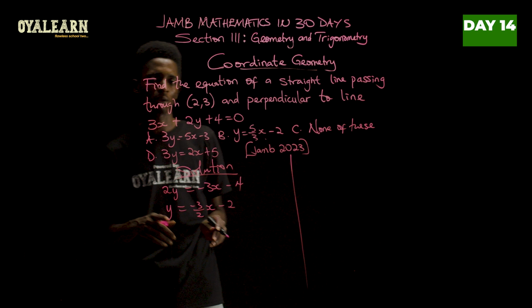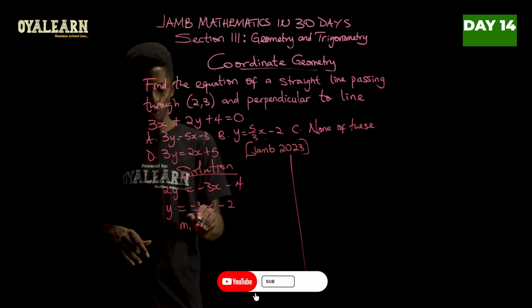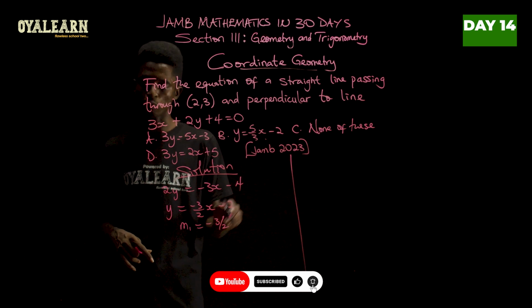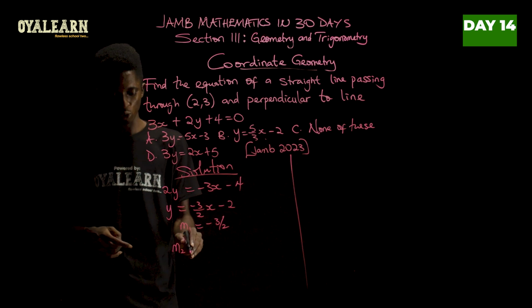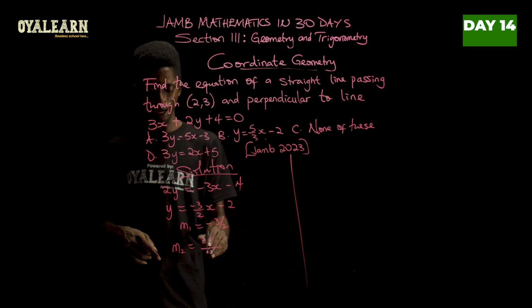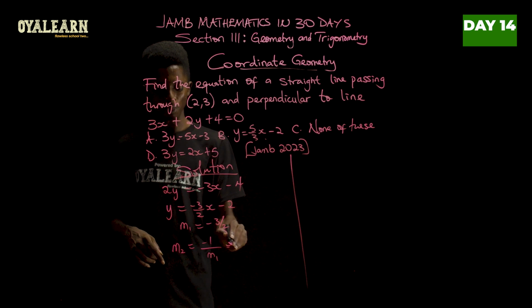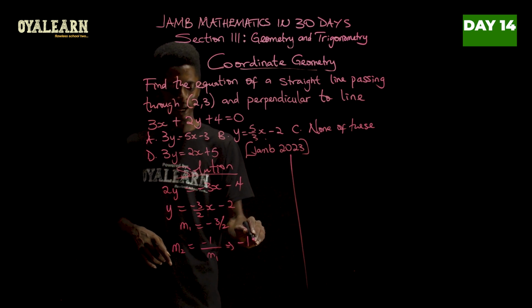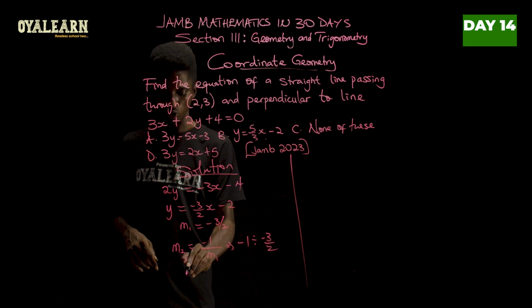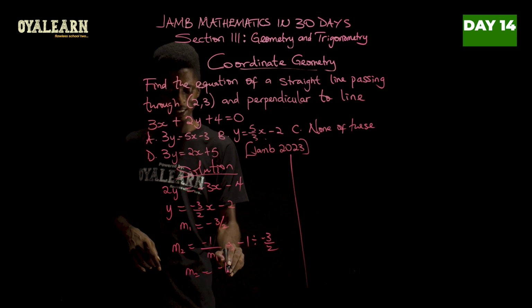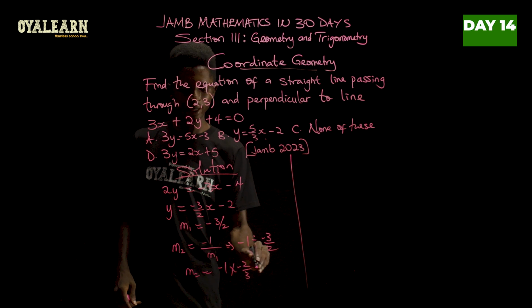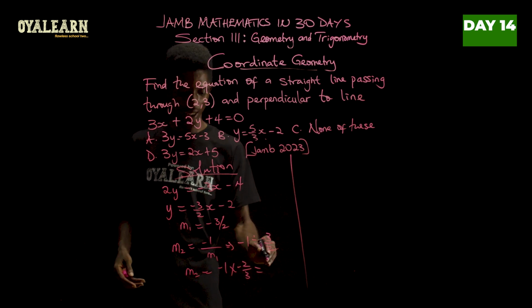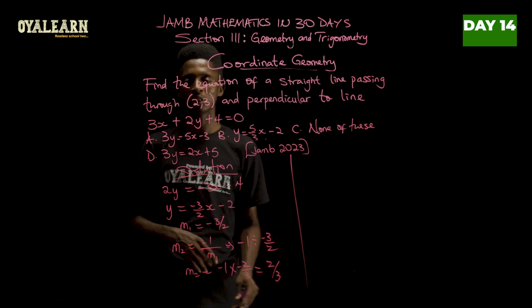Now from here, we can see that the slope, let's call this m1, is minus 3 over 2. And for perpendicularity, the second one, slope m2, should be negative 1 over m1, which implies that we'll be having negative 1 divided by m1, which is minus 3 over 2. So m2 is therefore negative 1 multiplied now, which means we'll flip this to be minus 2 over 3. And minus times minus gives us plus, so we'll have 2 over 3 as the slope of the second line that is perpendicular.